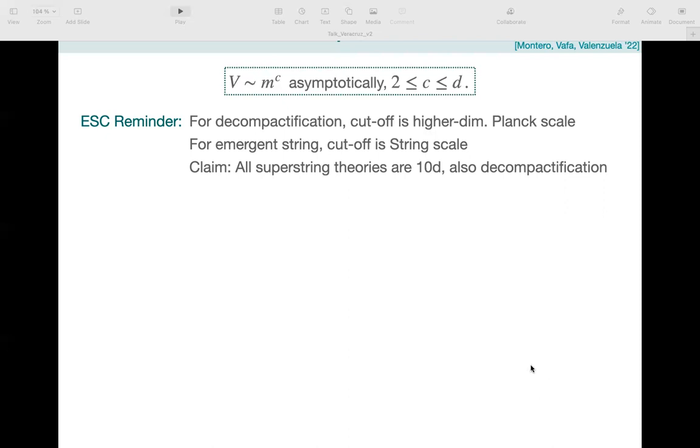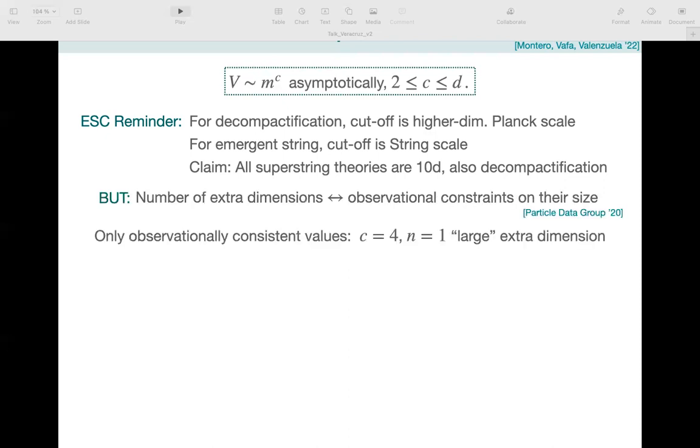So you have these two options. When you have this infinite tower, you have two options. Either you decompactify in 4 plus n dimensions, or you decompactify to 10. And the idea is that this number of extra space-time dimensions is bounded by experiments. And there are observational constraints depending on the size.